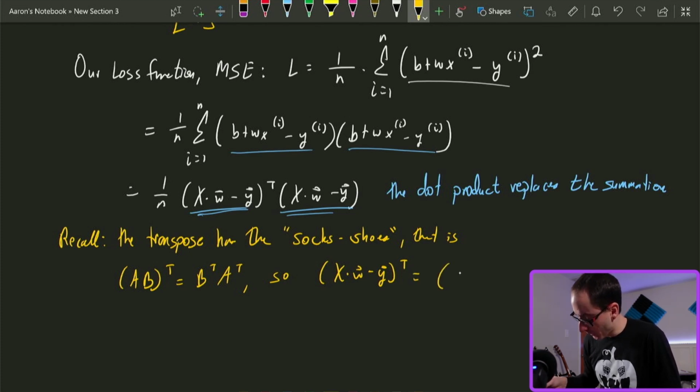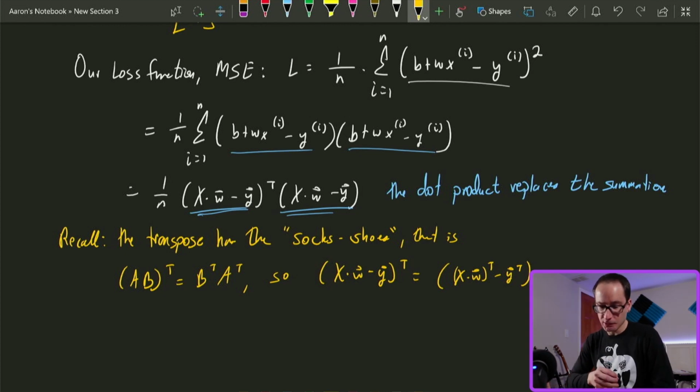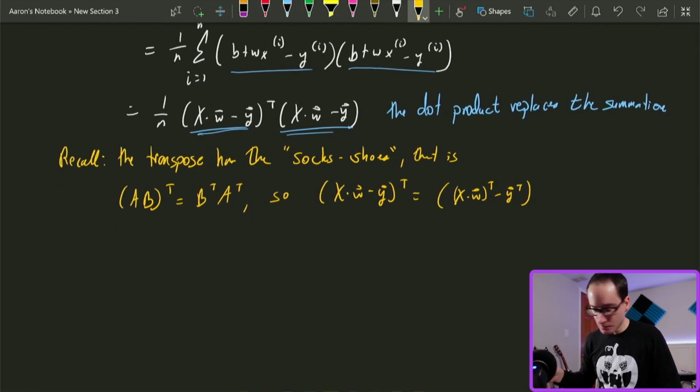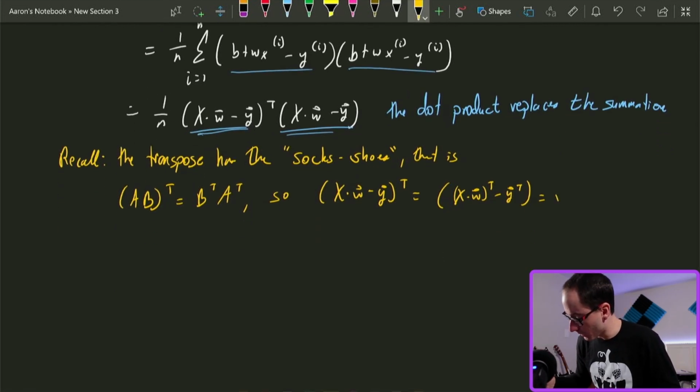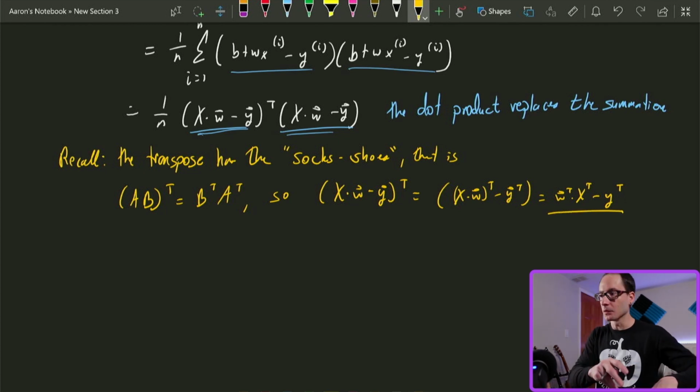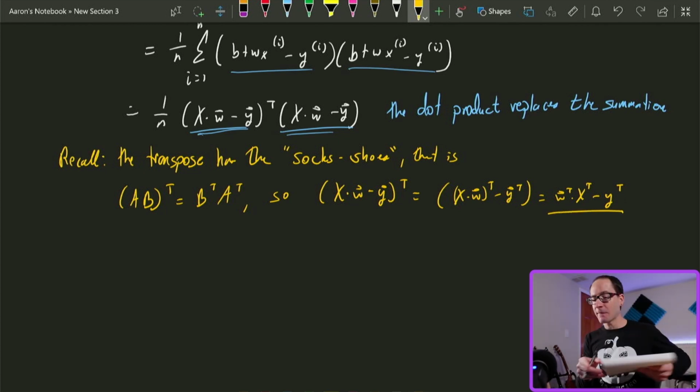Think about what that would be. That would be x dot w transpose minus y transpose. So distributing it inside the subtraction isn't going to change that really for anything. But the x dot w transpose means that this is going to be w transpose dot x transpose minus y transpose. And so writing it in that fashion is something that we will do.